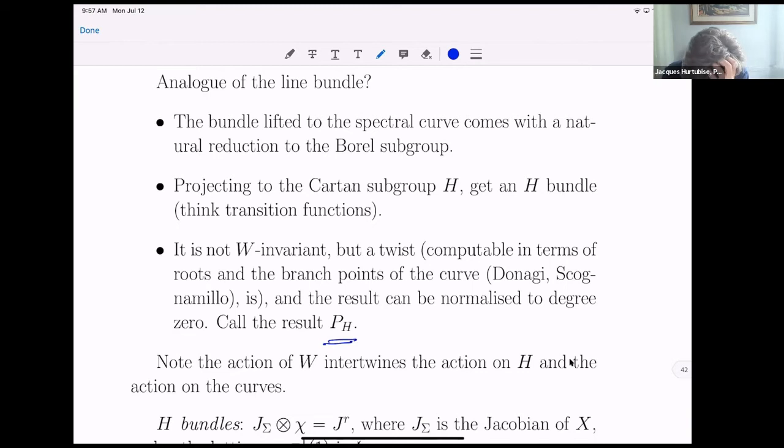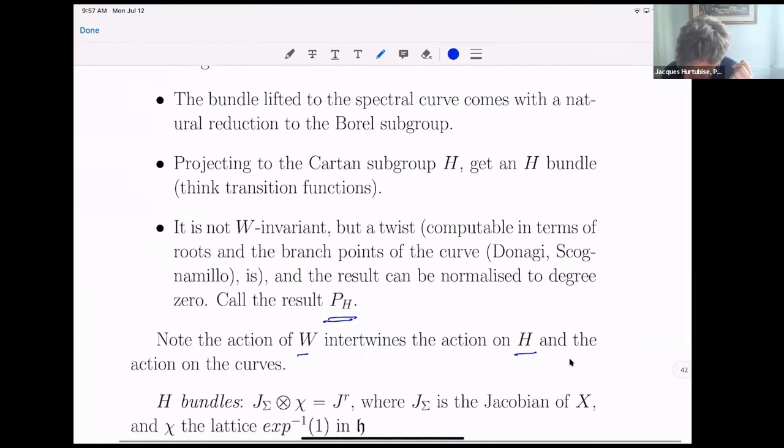Okay. So now you've got something that is invariant. It's an H bundle that's invariant. And well, H is an abelian group, so you're basically thinking of the Picard variety or the Jacobian. And note the action of W intertwines the action on H and the action on the curve. So it's this complicated thing. What are H bundles? Well, H is C star to the r, basically. So you're getting basically r line bundles.